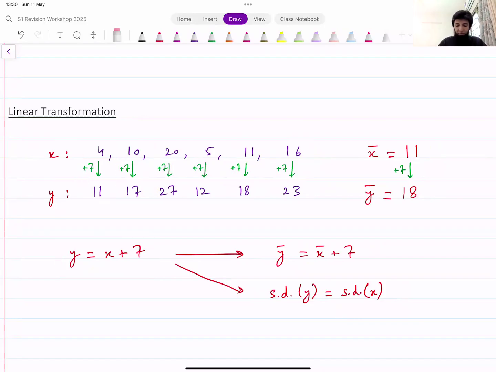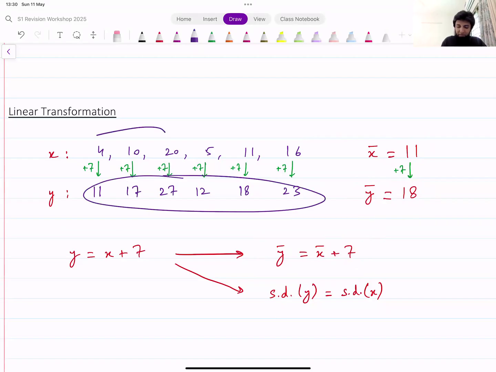Now, when you have two variables that are related like this, linearly, if you were to find the mean for one, mean for the other, you would notice that the relation between their means is also going to be the same. So if Y is equal to X plus 7, then Y bar is going to be equal to X bar plus 7. Okay. And what about standard deviations?